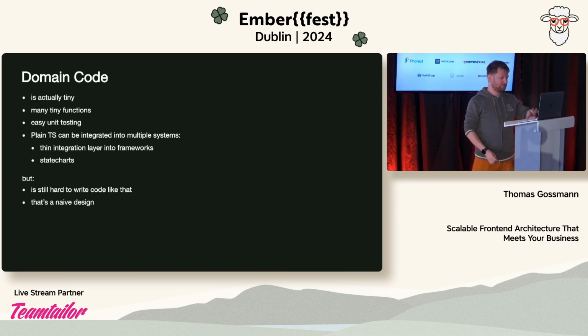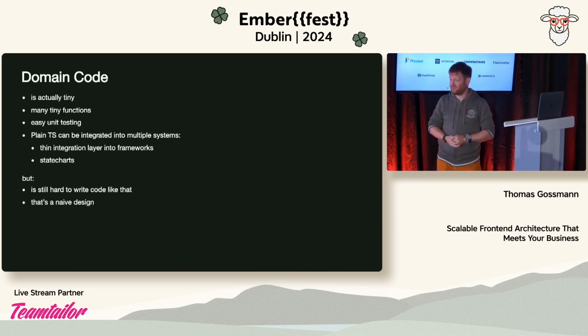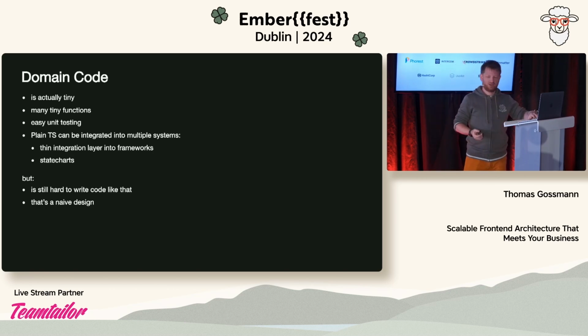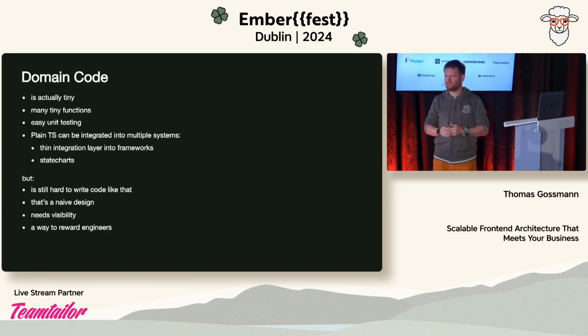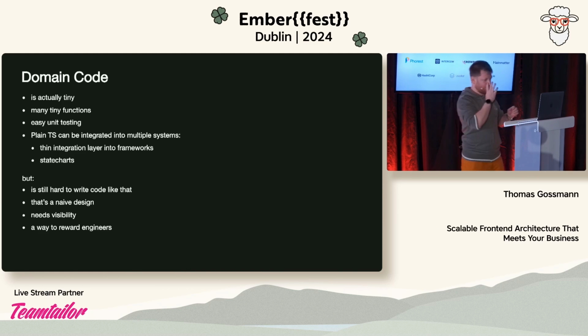And you might also say, hey, Gossy, that's a very, very naive design. And I would agree, because that's a mistake we made. We were hopeful that this would be picked up, and it wasn't really the case. So what was missing here is that we need to give visibility to what's happening here. And if we have visibility, then we also have a way to reward engineers for following this idea.